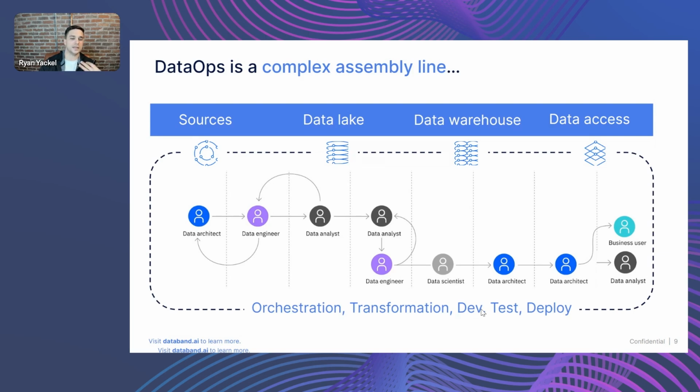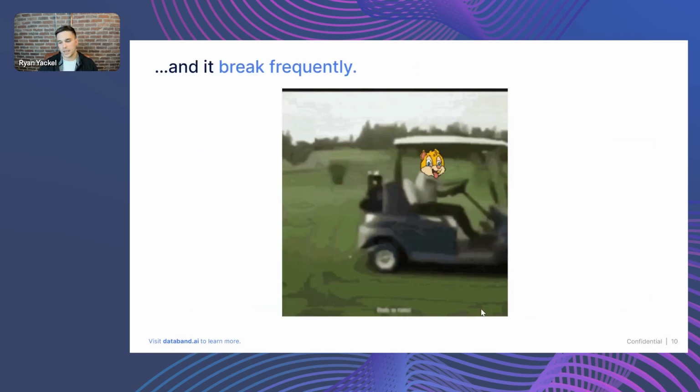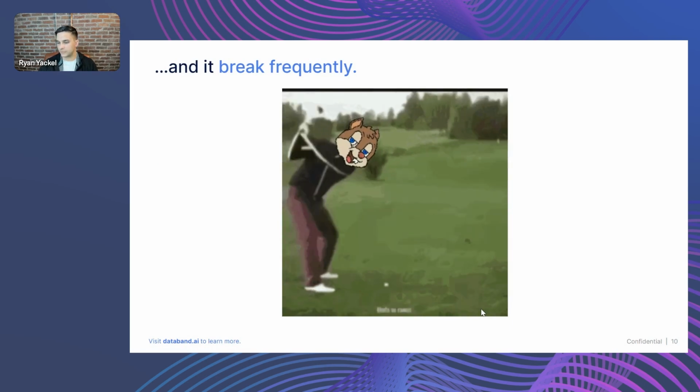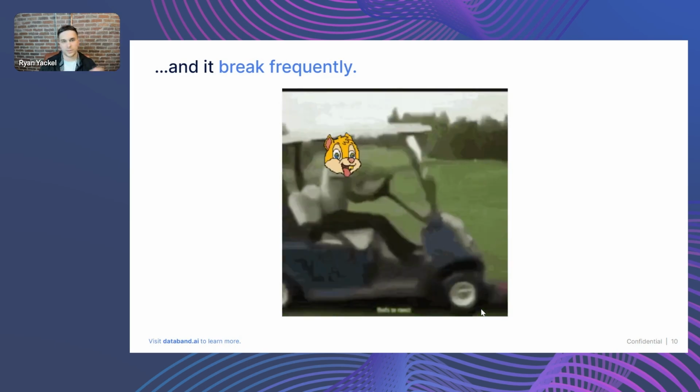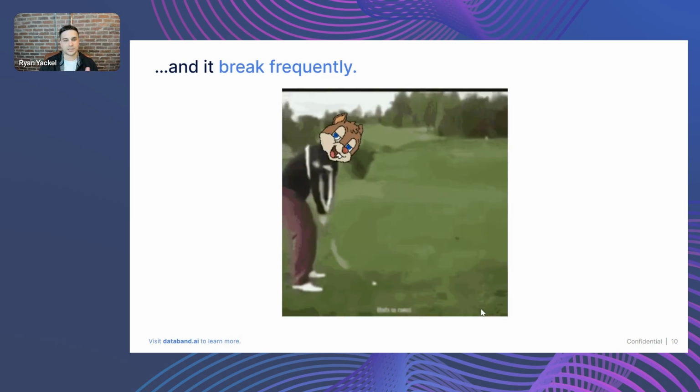You have a constant assembly line of orchestration, transformation, development, testing that hits all these different areas. And when data breaks, it really comes out of nowhere. It hits you like this a lot of times. Oh, there was a schema problem. Oh, there was a pipeline problem.